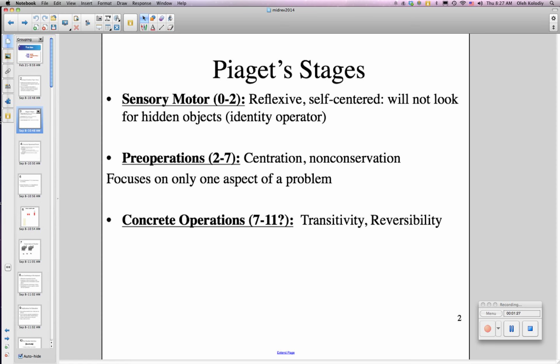In the pre-operational stage, children tend to center on one particular physical aspect. They can't pay attention to two things. And so we say they don't conserve certain things.